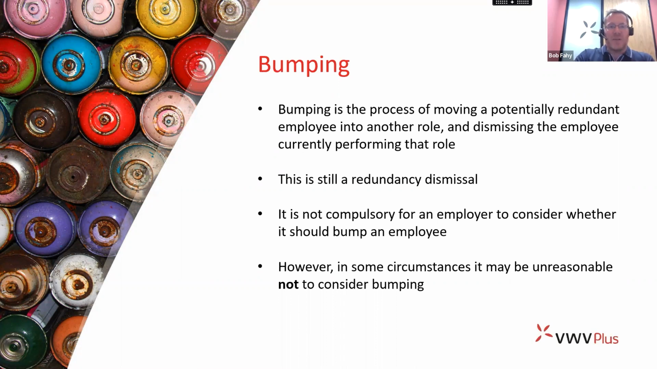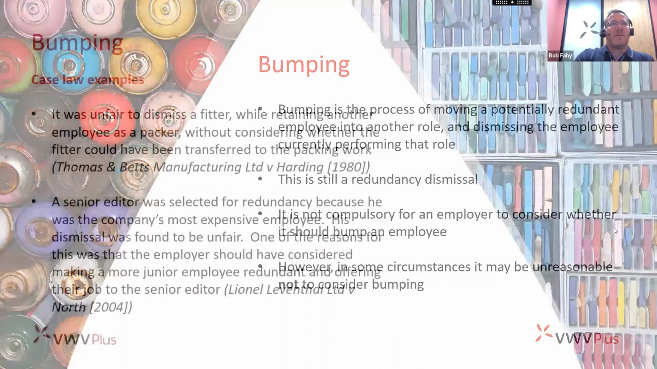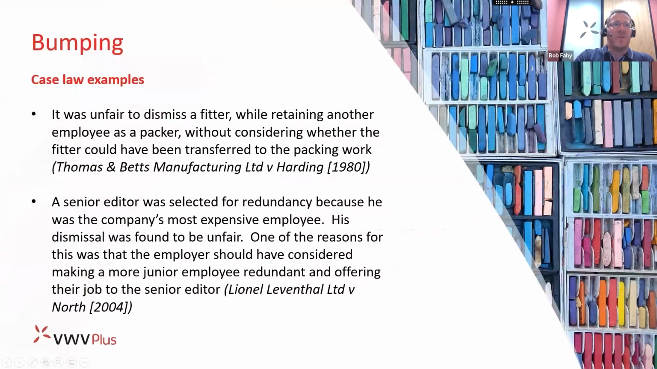So if we look at the next slide, please. So these are the two cases I mentioned, and you can see one's from 1980 and another's from 2004. So I guess at university I was only looking at the first one. Thomas Betts Manufacturing and Harding, it was held where it was unfair not to consider bumping when the employer dismissed a fitter whilst retaining another employee to be a packer without considering whether the fitter could have transferred to the packing work. There's not a great deal of explanation as to why that failure to consider bumping rendered the dismissal unfair, but that was the outcome.